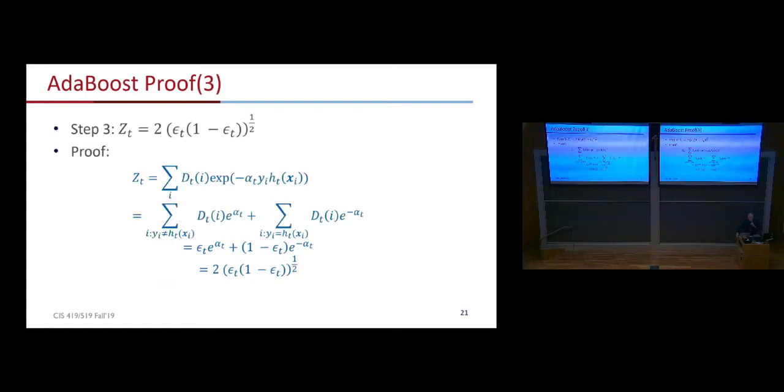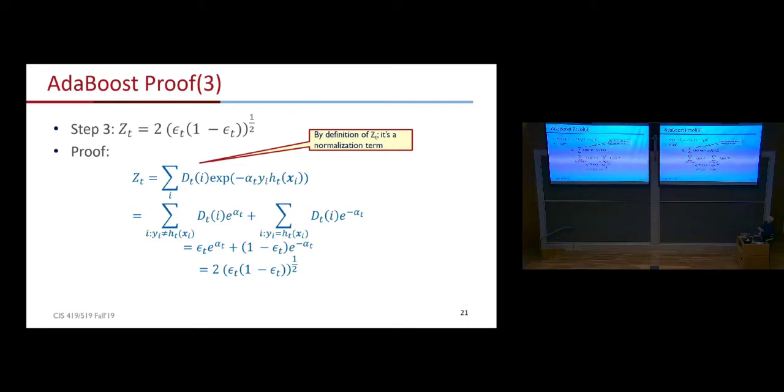And the final step, again, there are some points that I want you to understand here. The final step is to show what Z_t is, because together with 2 and 3, this will prove the theorem. So what is Z_t? We already expressed it this way.